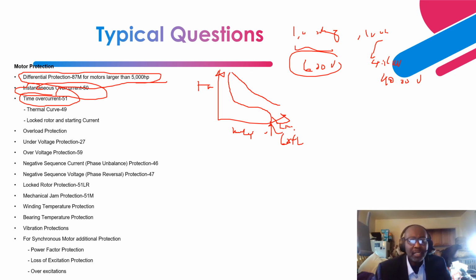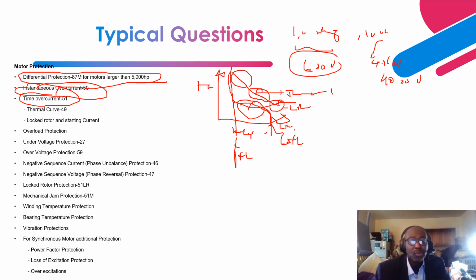You start a motor, and the motor starts accelerating. This is the acceleration section. Then when it gets here, it has accelerated to full load speed and full load current. The full load current is right here. If this is the thermal damage curve of the motor, there are various sections. This section is the acceleration region. This section is the locked rotor region.